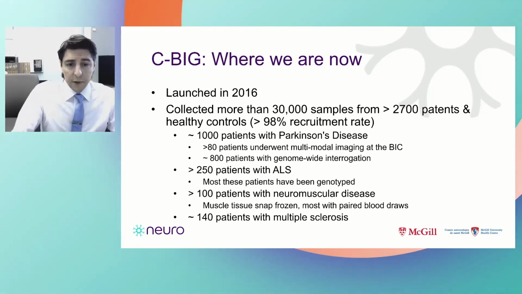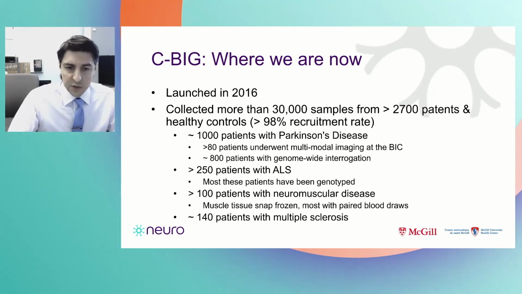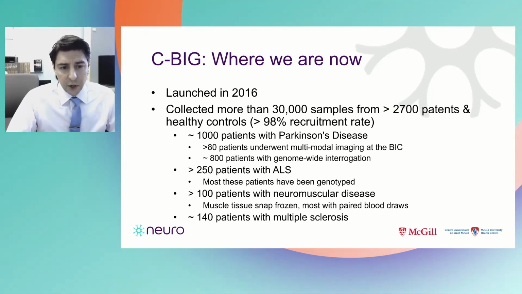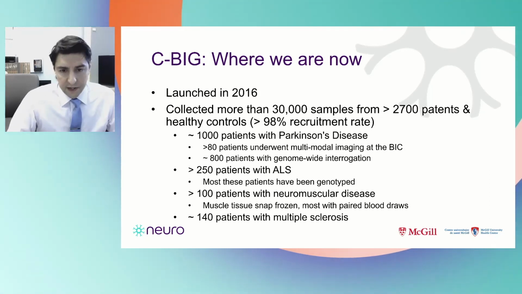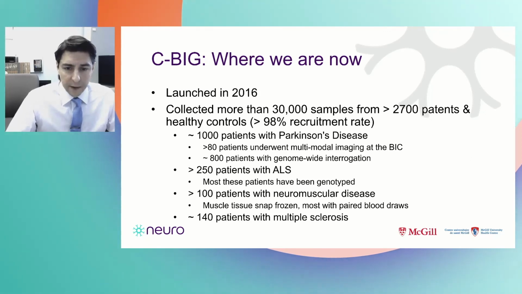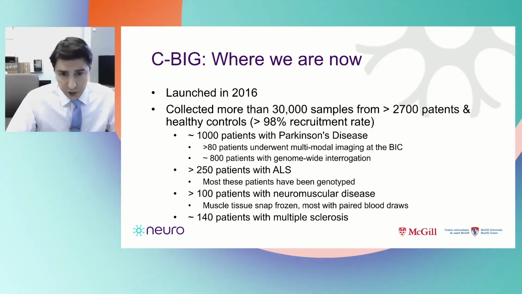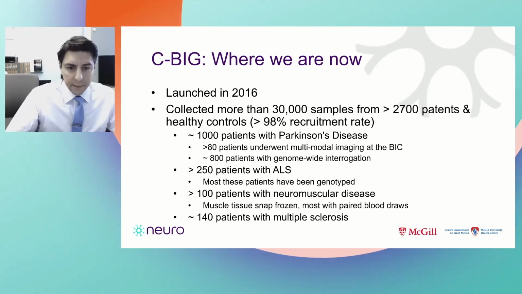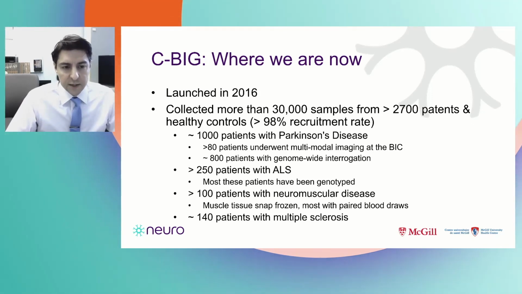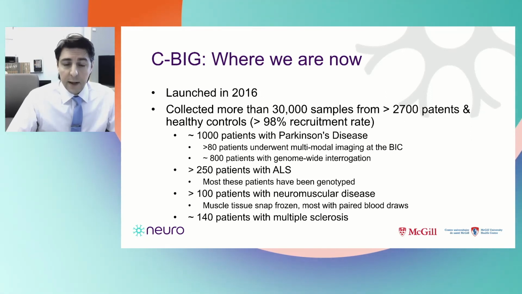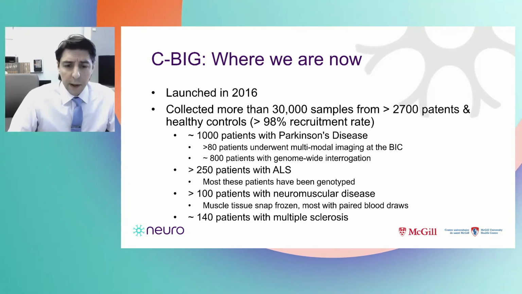Many of these patients, more than 80 of them, have undergone research-specific imaging here at the Brain Imaging Center. More than 800 of these patients have had genome-wide interrogation, either in the form of wide panel testing or high-depth single nucleotide polymorphism chips. Either way, it's a way of really examining the genomic backgrounds of these patients. We have more than 250 patients with amyotrophic lateral sclerosis, and again, almost all of these patients have been genotyped. We also have a growing collection of patients with neuromuscular disease.